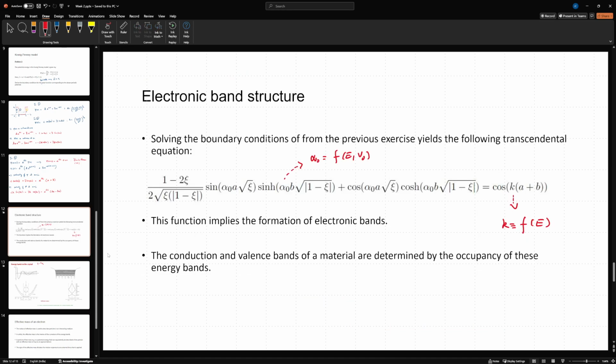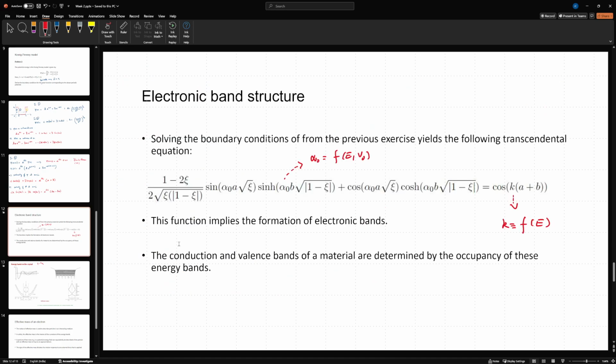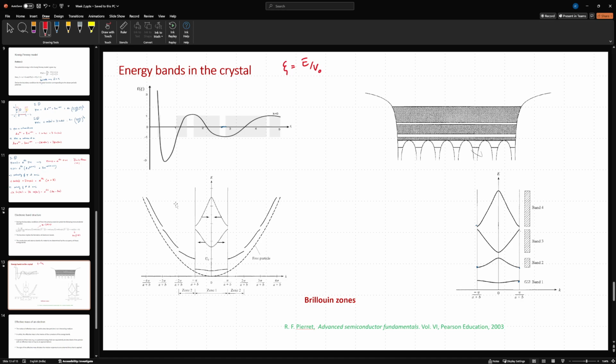And whereas K, no wait, yeah, I got it. K does not depend on xi. K only has E dependence. Okay, so this curve here, the black curve here, this is f of xi.